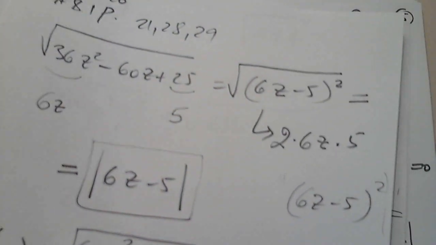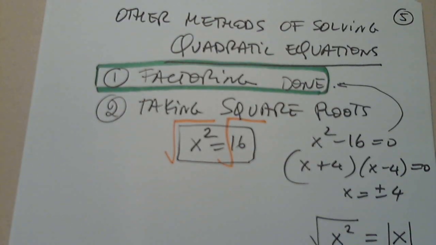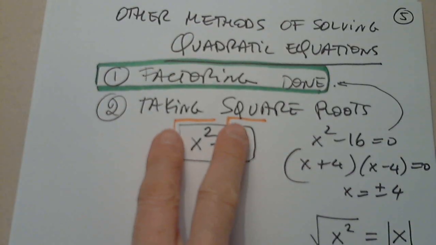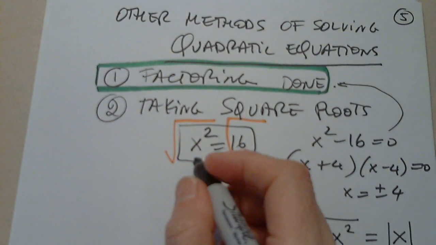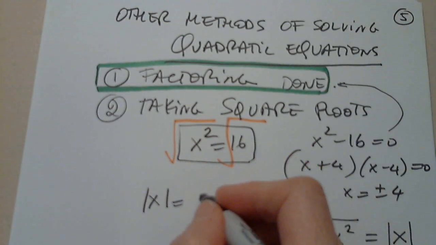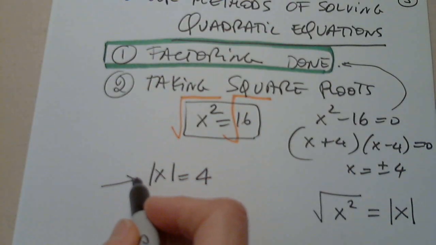If x can be any real number or we have no indication, then we have to use the absolute value of x. So then this equation becomes the absolute value of x equals the square root of 16, which is 4. We normally skip this step.